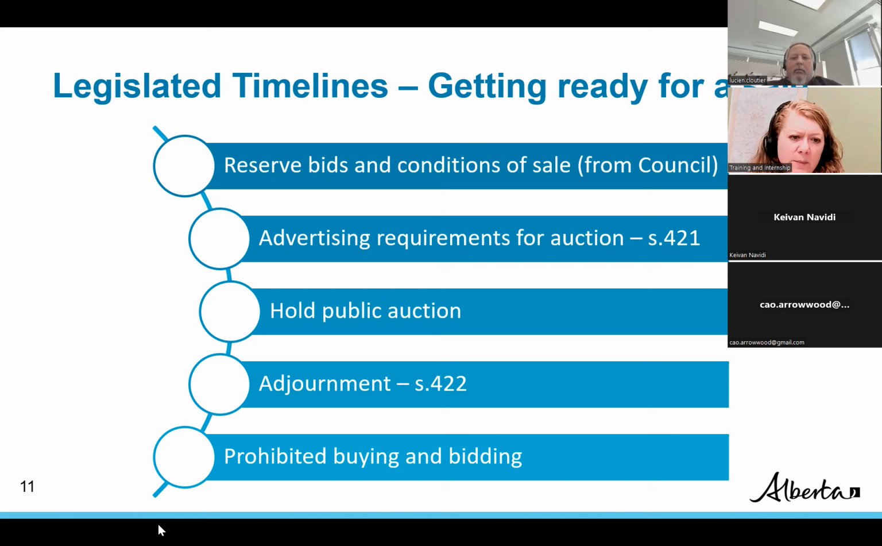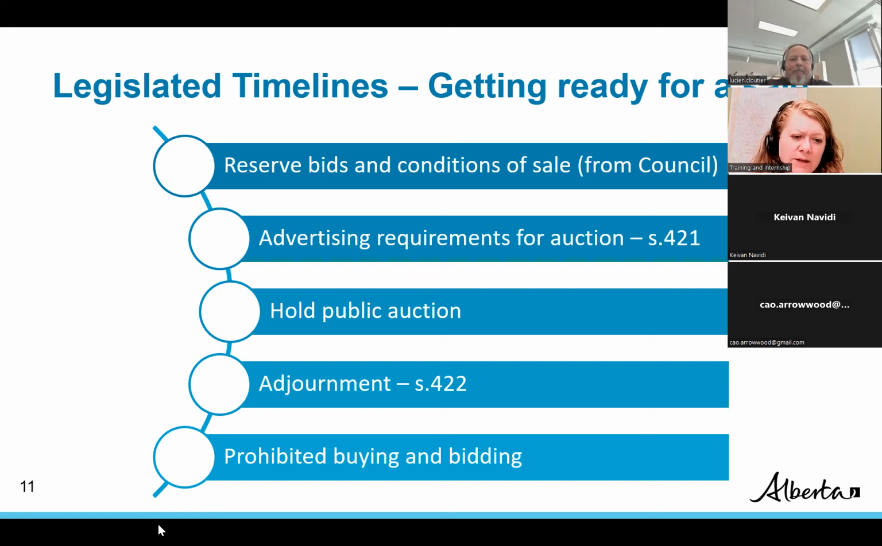All right, so if the municipality doesn't conduct the auction within this 1-year window, an extension from the minister could be requested at a later date to conduct that auction. Information needed to make such a request is available in the tax recovery guide.